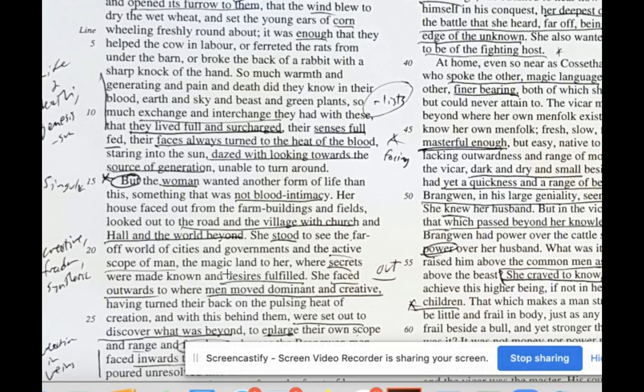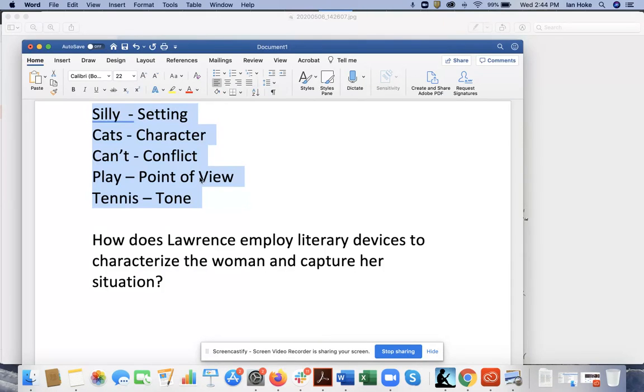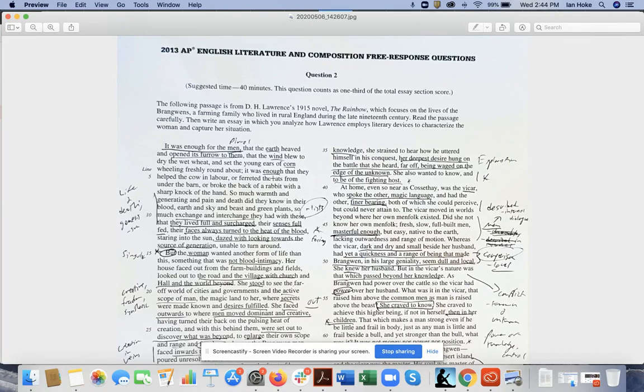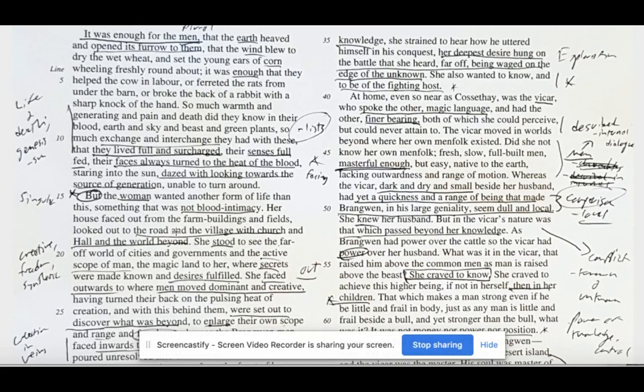And it goes on. Now, if we were going to think about character, right, who do we have here? We have the men and the woman. So you could take a second and think, how would you describe them? What's happening here with them? And then we think about the setting. Well, it's clearly rural. The men are facing the earth. They're facing the sun. The woman, her house is there, but no, her house faces out from the farm buildings and fields.